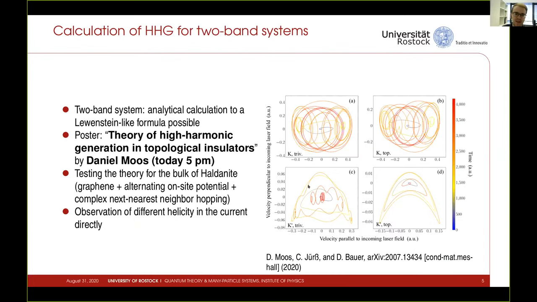For a two-band system, many things can be calculated analytically, and one will end up with a Lewenstein-like formula, similar to the one in the gas phase. If you are interested in this topic, there's a poster today at 5 by my colleague Daniel Moos. If you are interested in that, please go and check this poster out today.